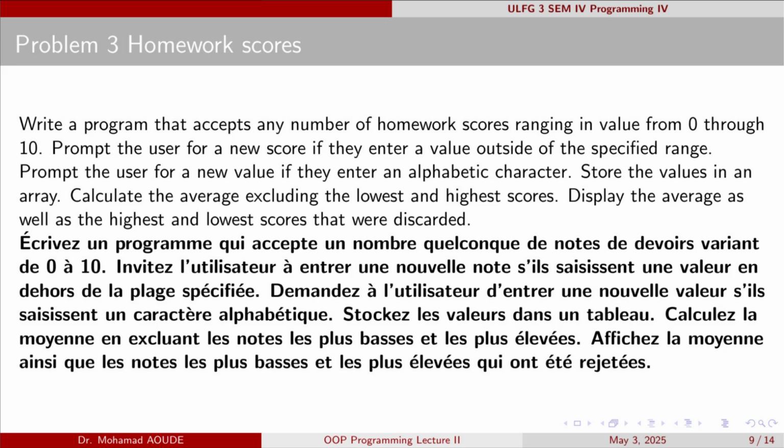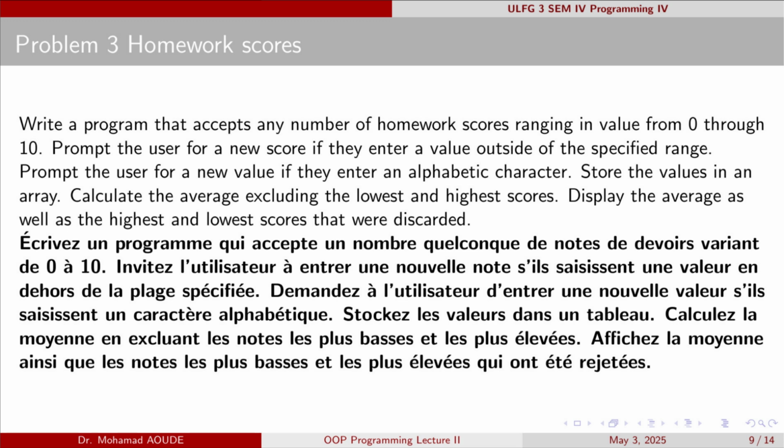Problem statement. This problem introduces a realistic input scenario. The user can enter any number of homework scores. The user enters homework scores one at a time, between 0 and 10. If they enter a value outside this range or a letter, they are prompted again. And we store only valid scores in an array. Input ends when the user enters -99.